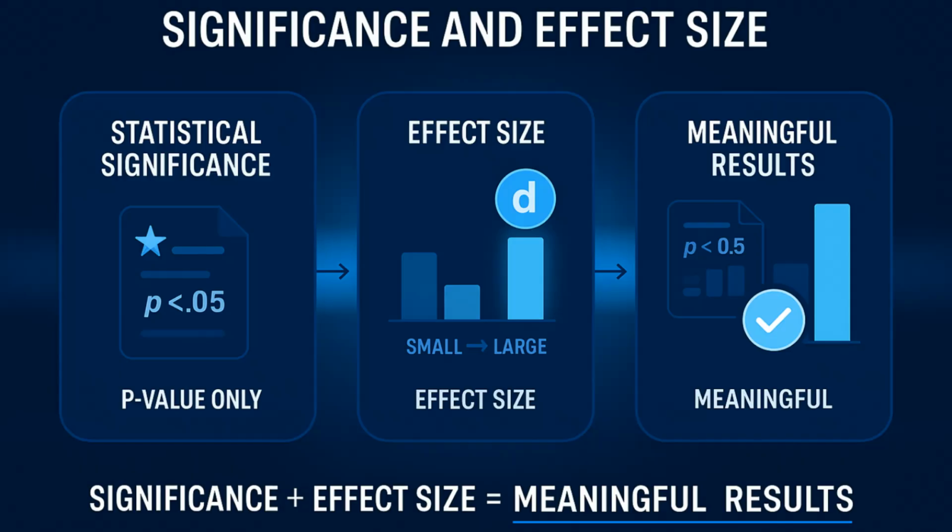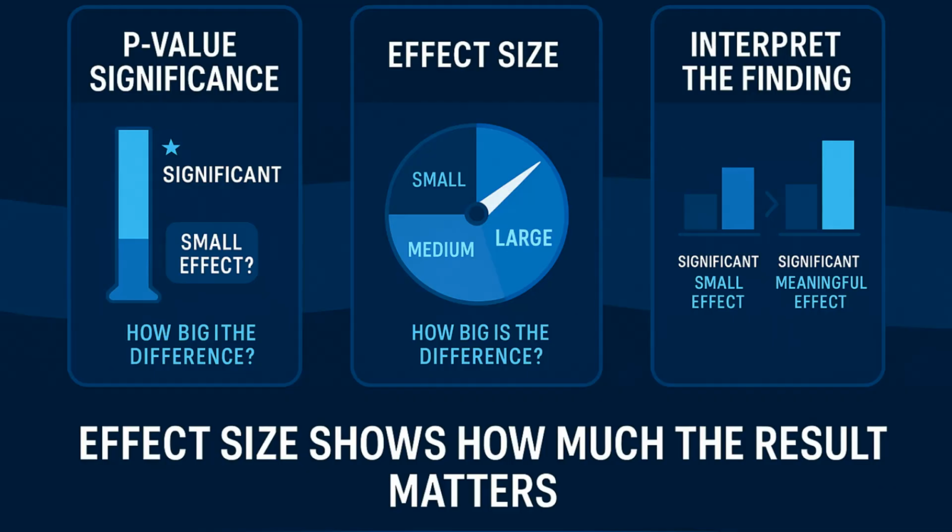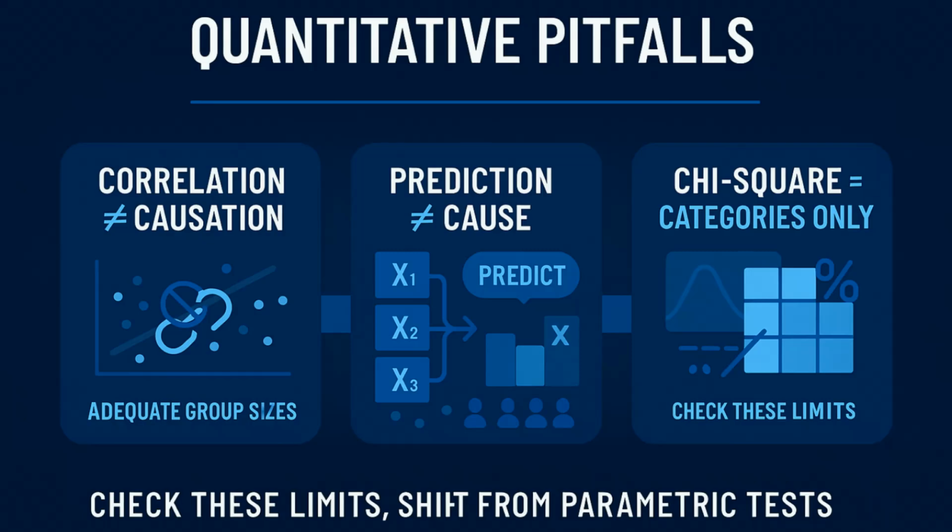Statistical significance alone is not enough. Alongside significance, researchers must consider effect size, which describes how large or meaningful a relationship or difference actually is. A result can be statistically significant, but practically small. Effect size helps researchers interpret findings responsibly and communicate their importance accurately. There are several common pitfalls that undermine quantitative studies.